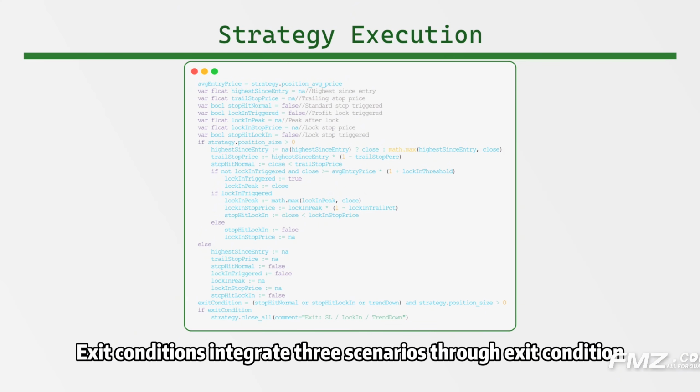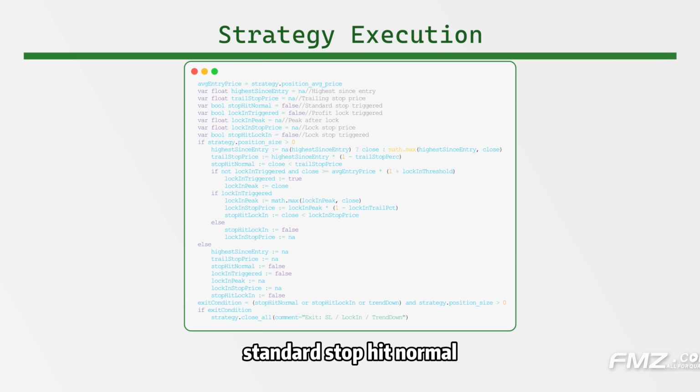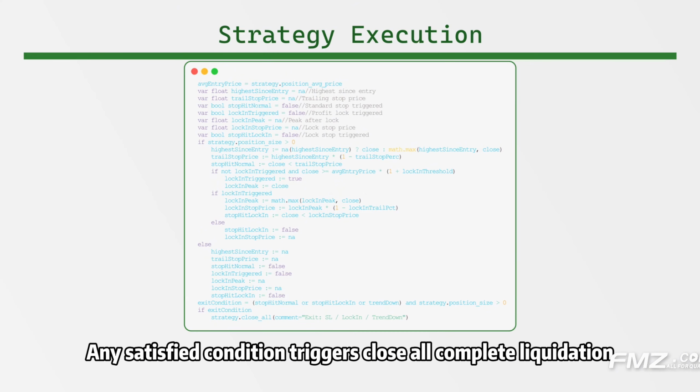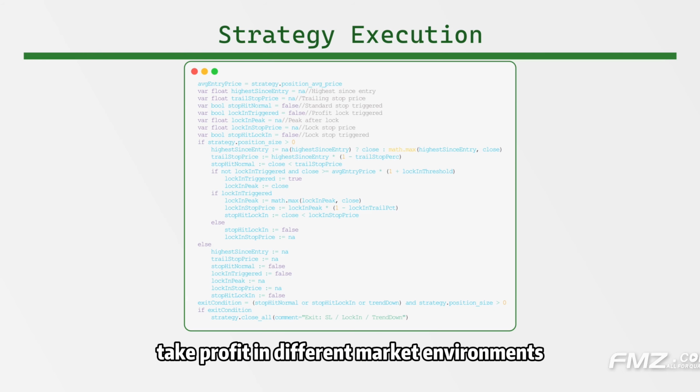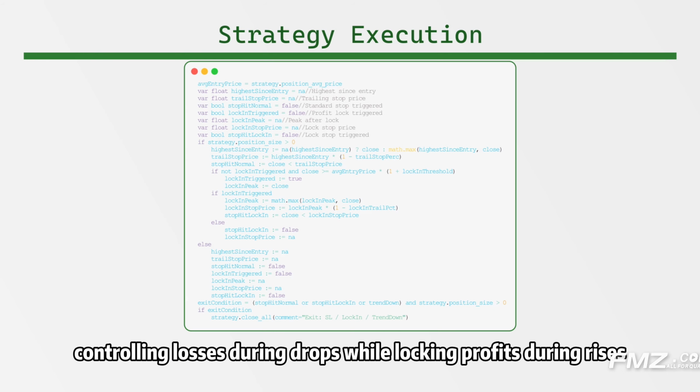All tracking variables reset to initial values when flat, ensuring next trade starts from clean state, avoiding interference from previous trade data. Exit conditions integrate 3 scenarios through exit condition: standard stop hit normal, profit lock stop hit lock in, and trend reversal trend down. Any satisfied condition triggers close all complete liquidation. This multi-layer protection ensures the strategy can timely stop loss or take profit in different market environments, controlling losses during drops while locking profits during rises.